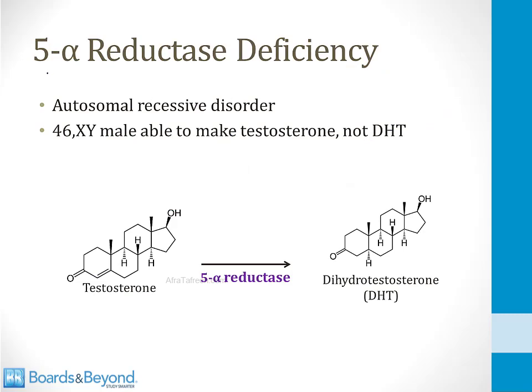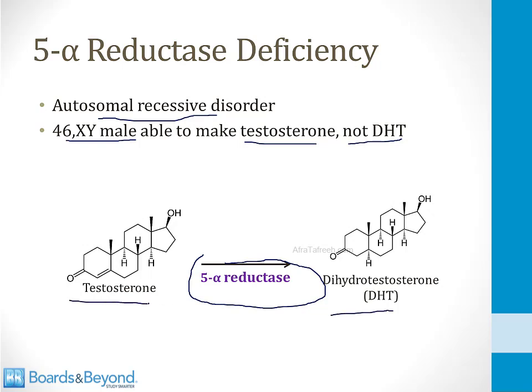Moving on, let's talk about a 5-alpha reductase deficiency. 5-alpha reductase deficiency is an autosomal recessive disorder, so affected children must have two parents who are carriers of the abnormal gene, and this will result in a child that is 46XY chromosomally male who is able to make testosterone but not dihydrotestosterone. Recall that 5-alpha reductase makes dihydrotestosterone from testosterone.